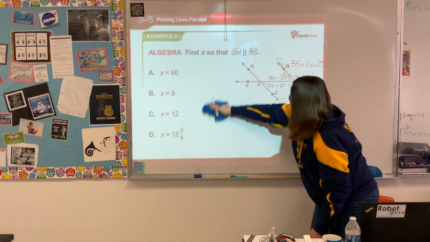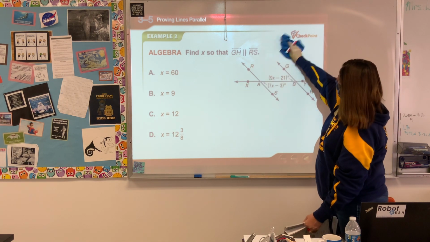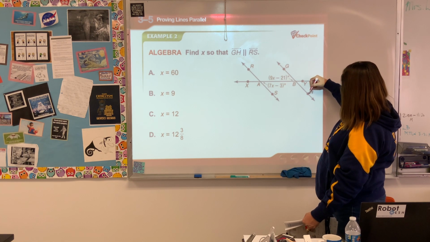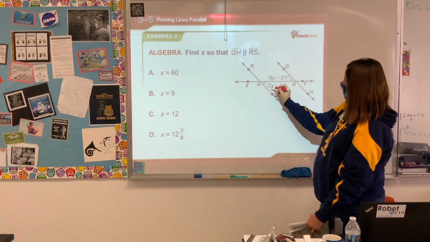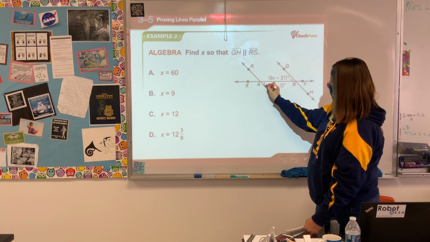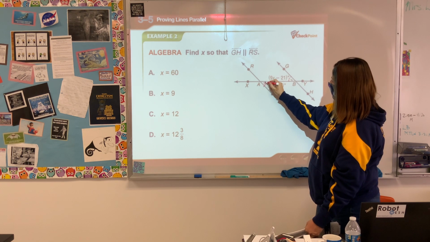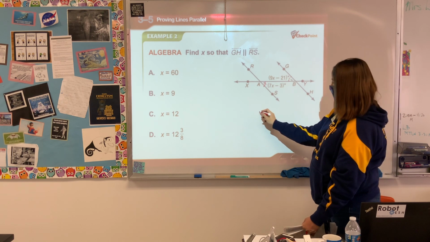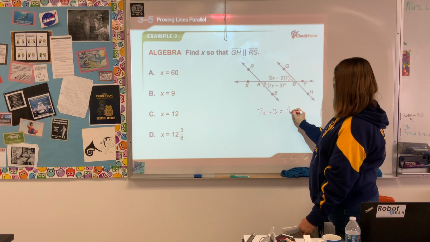We need to determine what the x is so that this line, GH, is parallel to RS. And they give us this angle. We want these two angles to be congruent because they're alternate interior angles. So we just do the same thing. 7x minus 3 equals 9x minus 21.